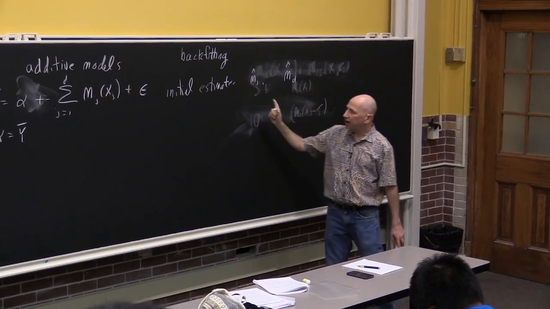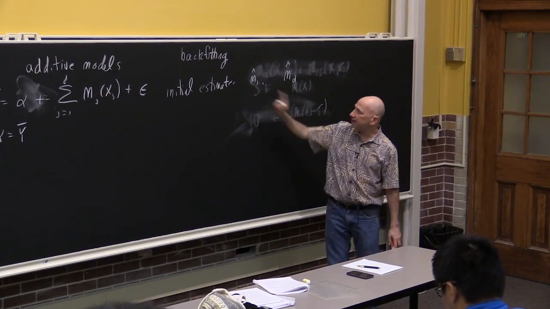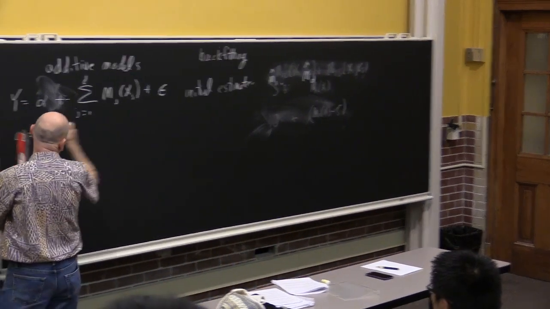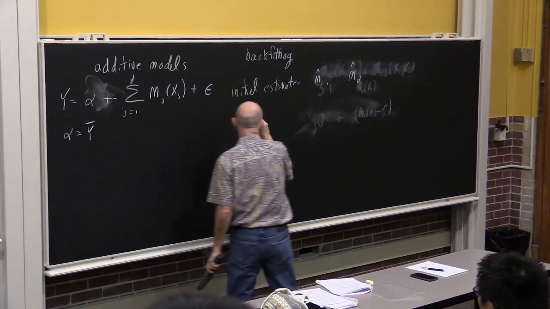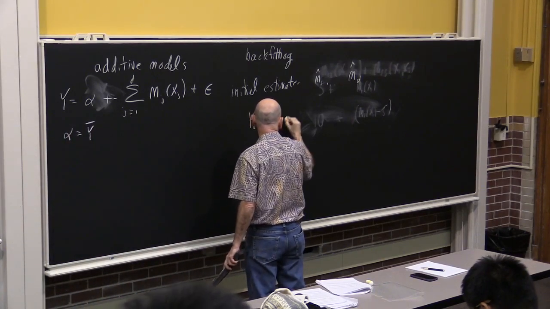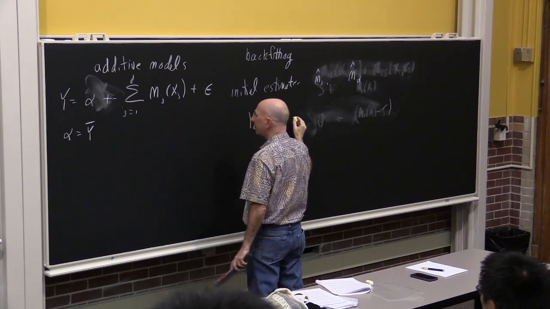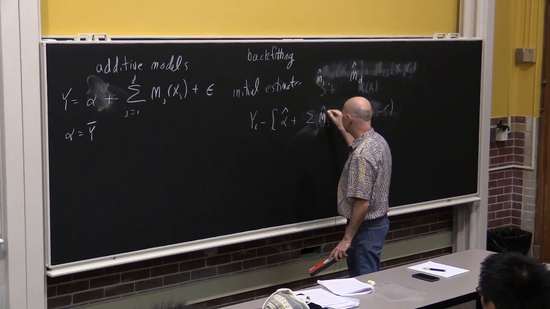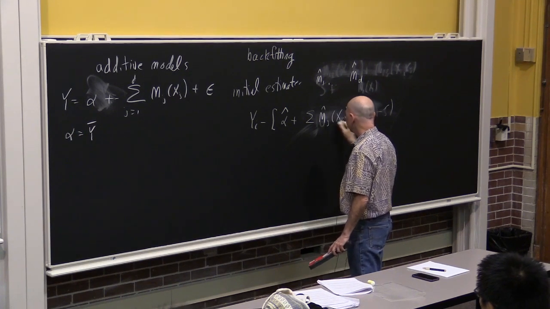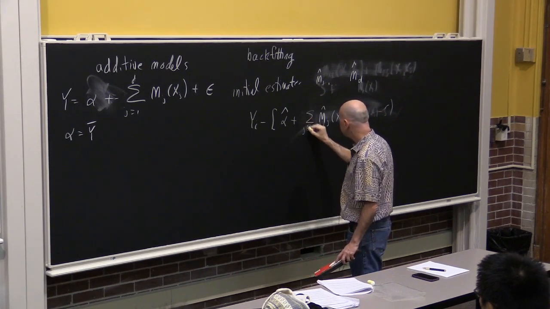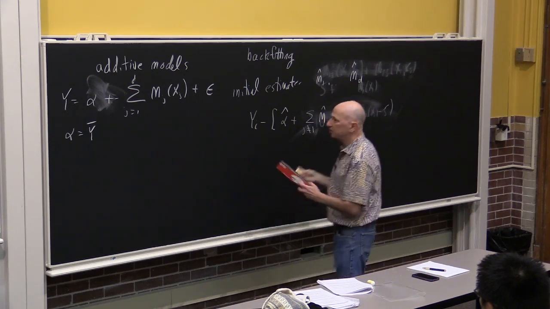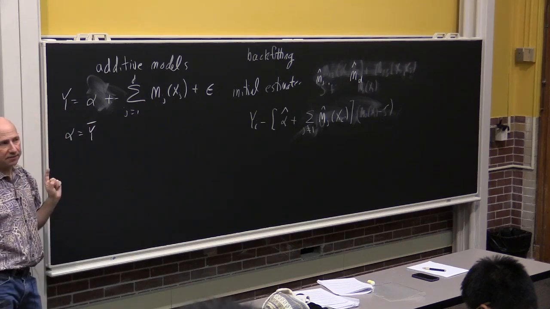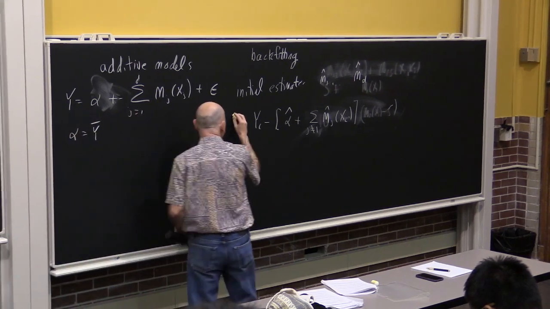And now what we do is we update them one at a time. So I want to update m hat 1. What I do is I take the data, and I take the current fit, and I subtract it out. So I take yi minus the current fit, which is alpha hat plus the sum of mj hat of xi for j not equal to 1. So I'm just taking y minus all of this except for m1, which is the one I'm trying to estimate. So I'm getting these residuals. Let's call that.